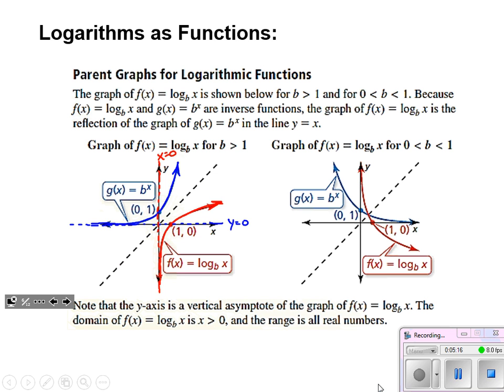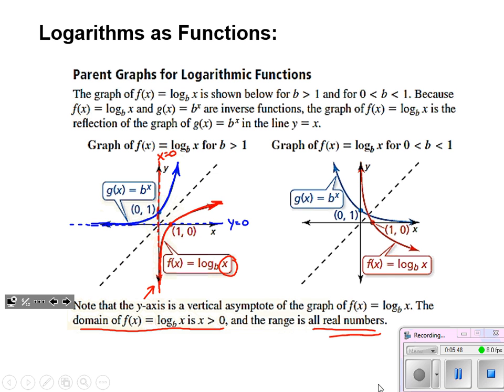And that goes with a little bit of a restriction on our logarithm, because if we have this vertical asymptote at x equals 0, it's saying that I can't plug any negative x values in. So you can see that the only inputs that we have are ones that are greater than 0. So the domain of a logarithmic function has a restriction on it, but the range is all real numbers.